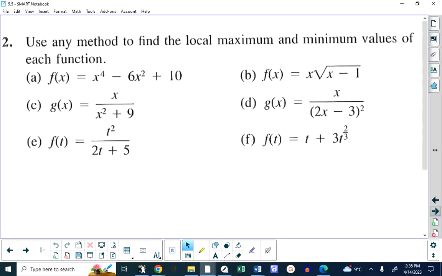When you get to 2, it says use any method, and the reason is you would not use the second derivative test for anything except, even this I kind of balk at a bit, but this one's okay because it's defined everywhere. But these other ones have non-permissible values or they are rational functions. So the second derivative test is not a guarantee.